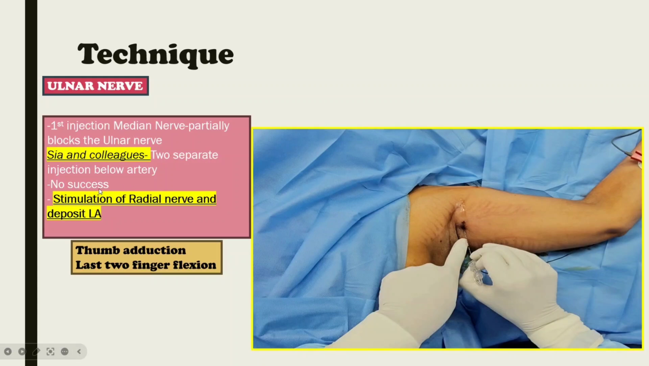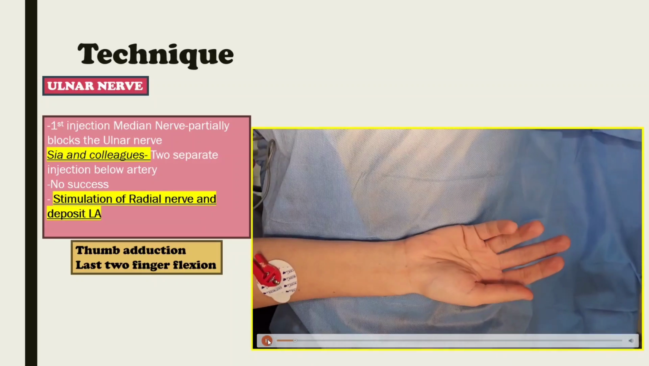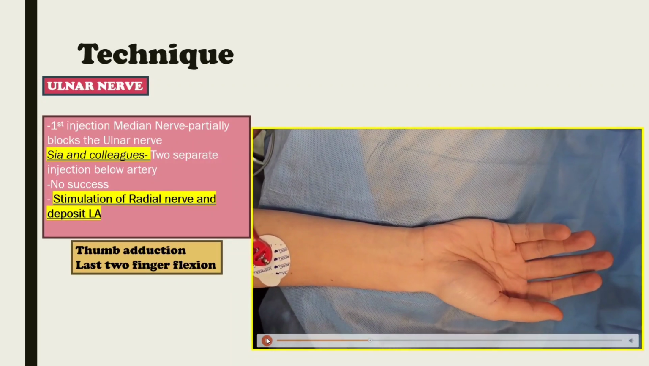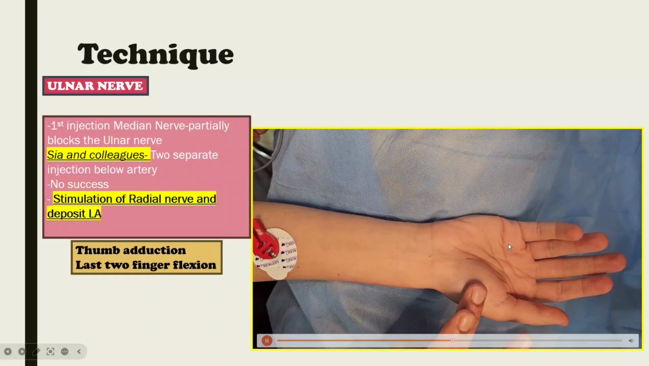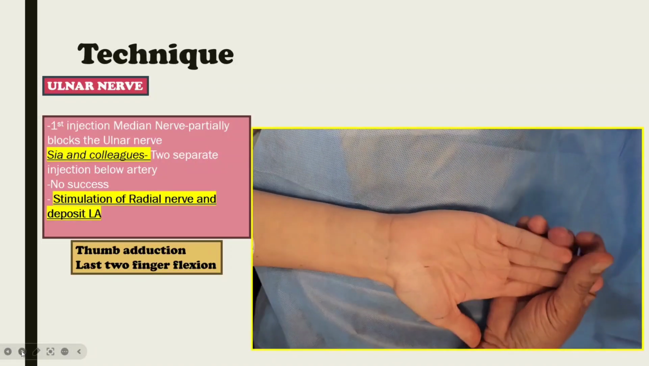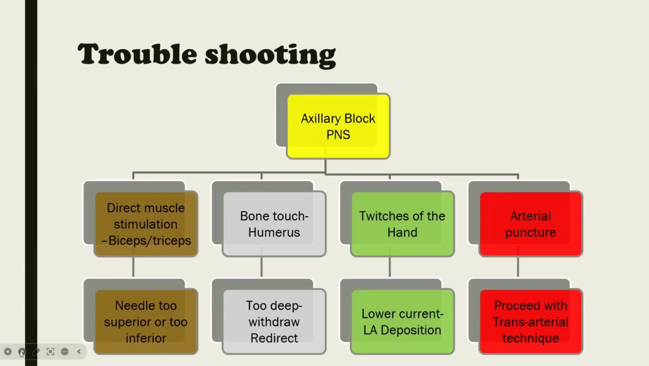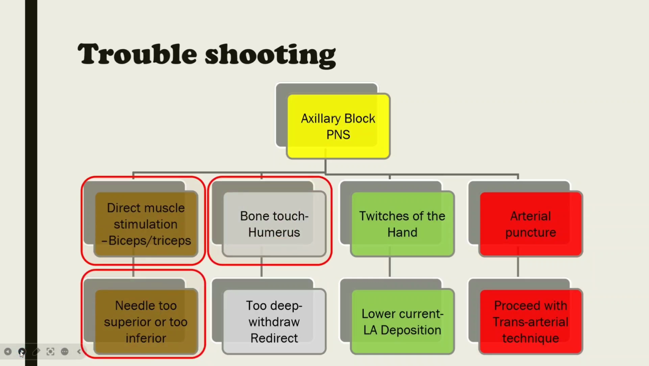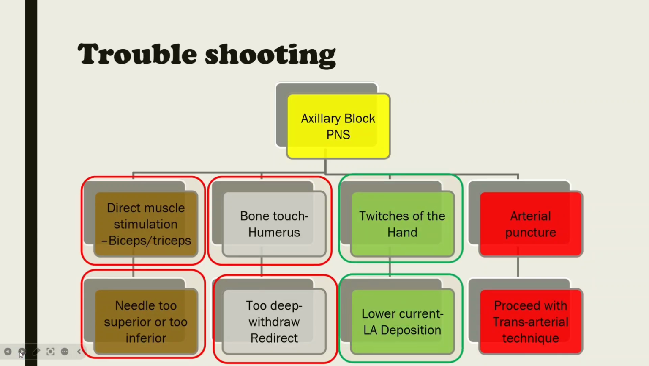However, if you encounter a response such as thumb adduction because of flexor carpi ulnaris, or last two finger flexion, that means you are stimulating the ulnar nerve. In this case you have to go deeper and look for radial nerve stimulation. There can be some troubleshooting whenever doing an axillary block, so prepare yourself. It might be direct muscle stimulation, in which case you might be too superior or inferior. It might be touching a bone, the humerus, so you are too deep; withdraw and redirect. If you are getting a twitch of the hand, that might be exactly right, so just adjust your current.